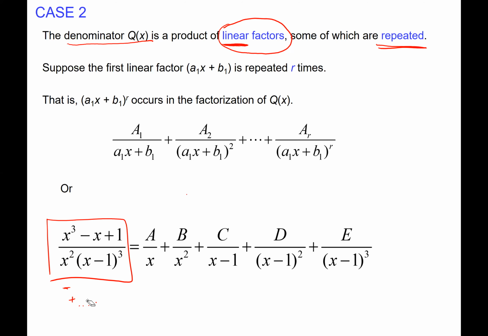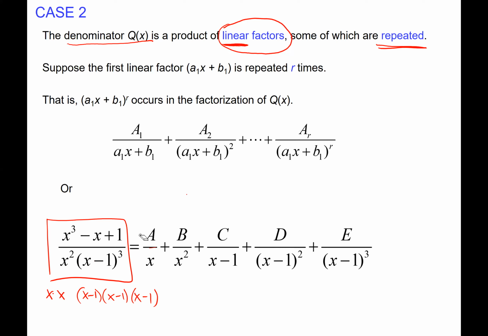Okay, 5 partial fractions. I did expand it for you, because x squared means x times x. x minus 1 cubed means x minus 1 times x minus 1 times x minus 1. Okay, but now we have to be really careful.